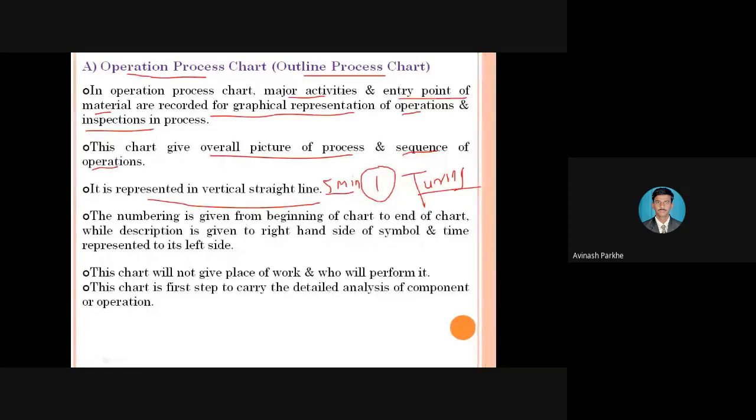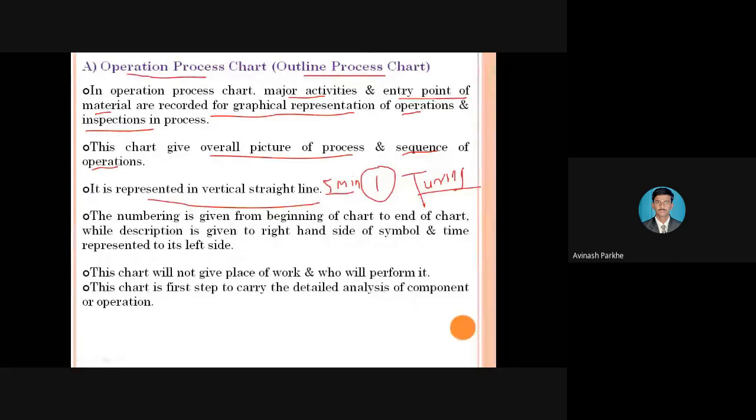Therefore, it is called an outline process chart. But where these operations are going on, where this inspection is going on, who is performing that operation, who is doing the inspection, such types of information will not be possible in this particular operation process chart. Means this is the disadvantage, or this is the limitation of the operation process chart.